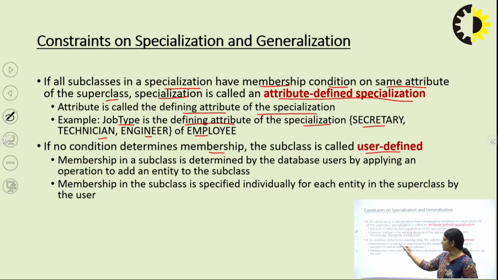A membership in a subclass is determined by the database users by applying an operation to add an entity to the subclass. Membership in the subclass is specified individually for each entity in the superclass by the users.